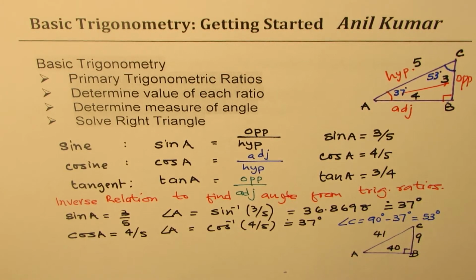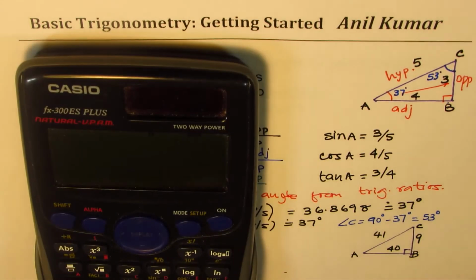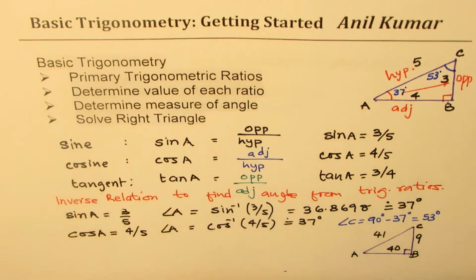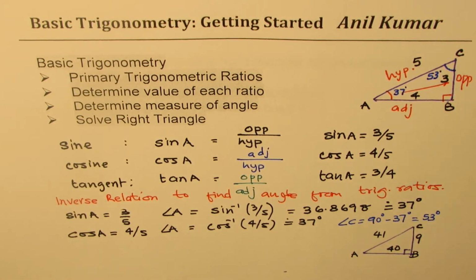Is it okay? So what is the square root of 40 squared plus 9 squared? It gives us 41. So it is indeed a right triangle. Correct? Okay. Now, let us find a trigonometric ratio and then the angle.